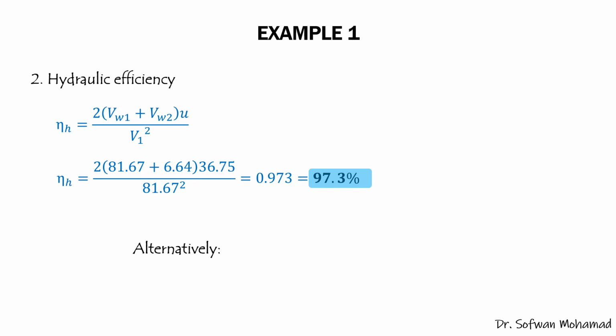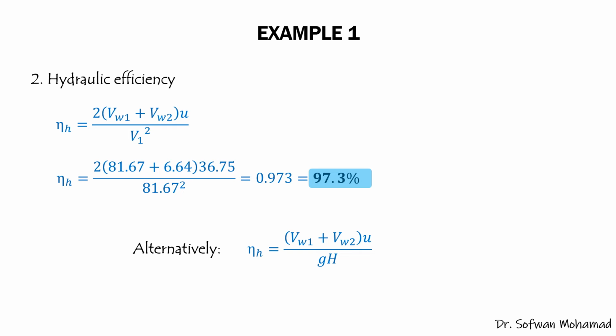Alternatively, we also can calculate hydraulic efficiency using this expression, which is equal to VW1 plus VW2 multiplied by U divided by GH. So this alternative equation might be useful in some other cases that we might not be able to calculate hydraulic efficiency using the first hydraulic efficiency expression we show here.